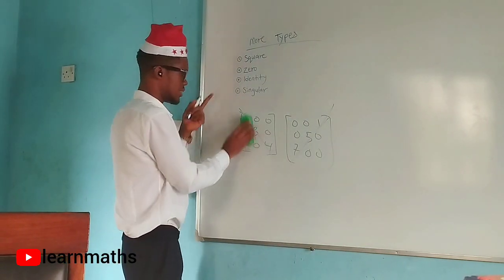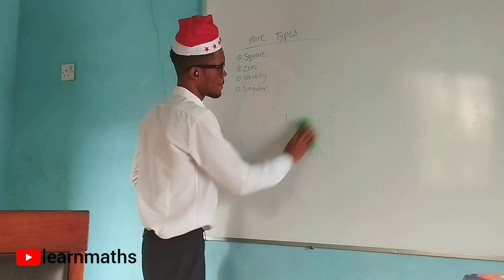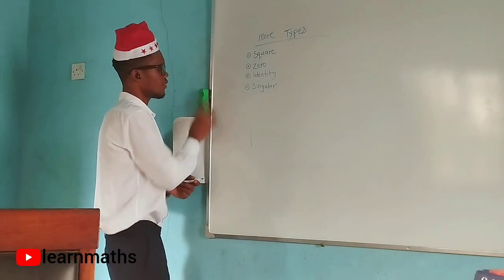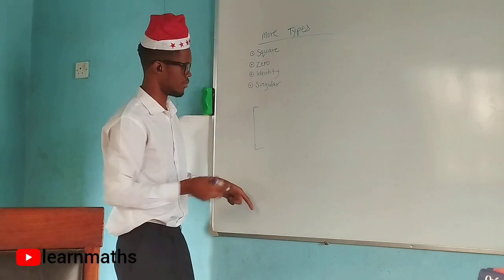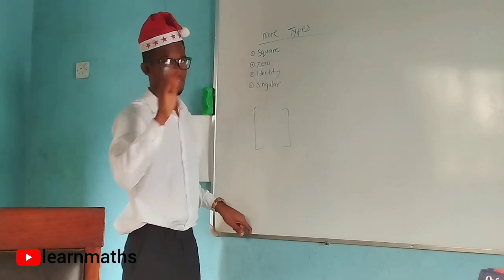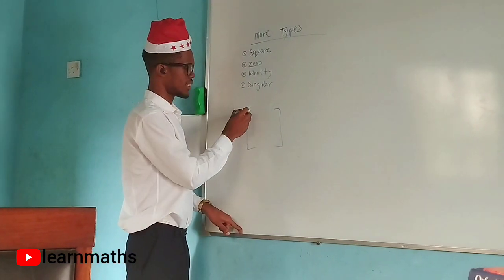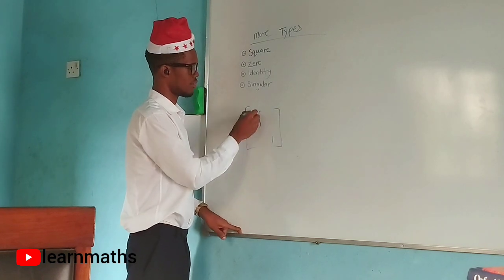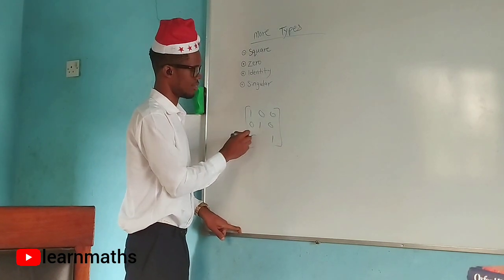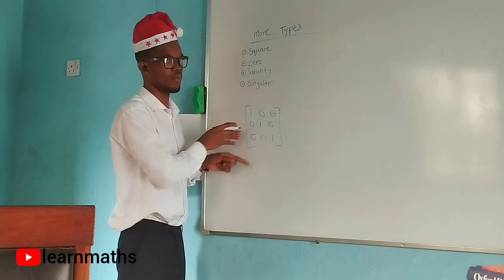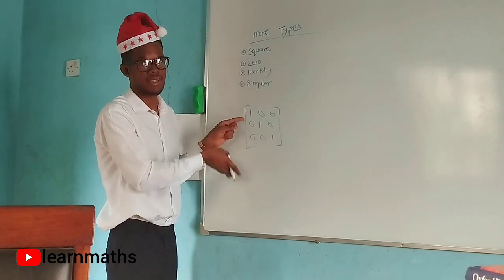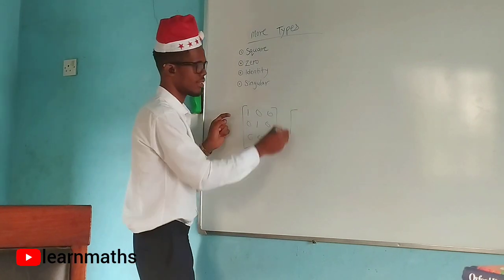Now back to the identity matrix, which is one of the major types I want us to be familiar with. It is a right diagonal matrix, right? But this time around, if you are not seeing 0, you are seeing 1. You can't see 2, 3, 4, 5. You just see zeros and 1s, right? Now, this is a 3 by 3 identity matrix.